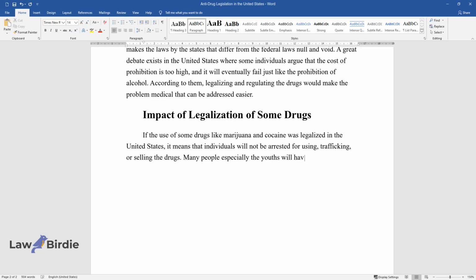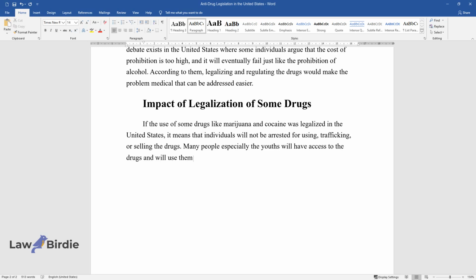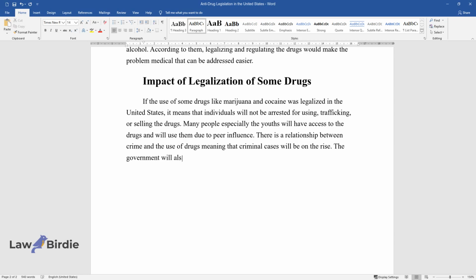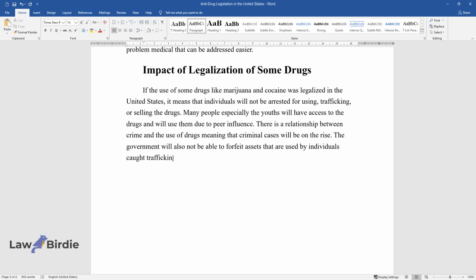Many people, especially the youth, will have access to the drugs and will use them due to peer influence. There is a relationship between crime and the use of drugs, meaning that criminal cases will be on the rise. The government will also not be able to forfeit assets that are used by individuals caught trafficking such drugs because the use of the drugs will be legal.